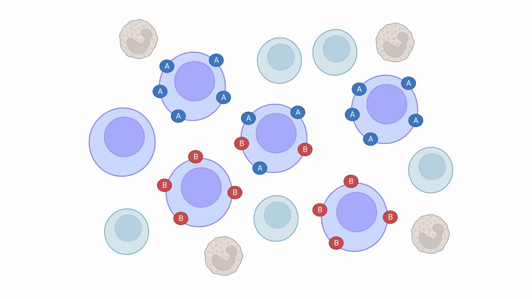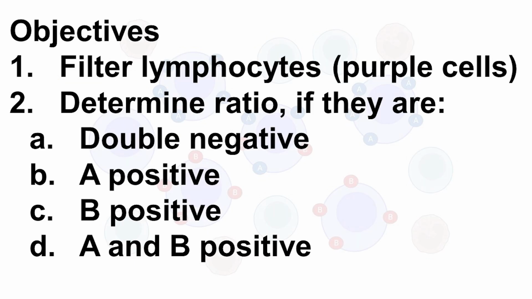And let's say that they are lymphocytes. We have ones that express membrane protein A, some that express membrane protein B, some that express both A and B, or neither. A common set of objectives in flow cytometry may look like this. 1. To identify and filter lymphocytes, in our case, purple cells. And 2. Of those lymphocytes, determine the proportion of cells that are double negative, A positive, B positive, or positive for both.